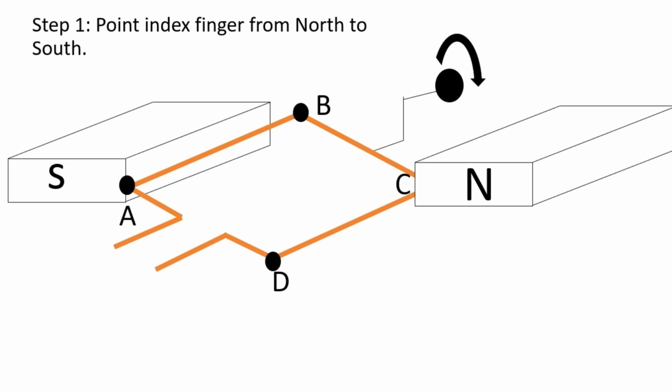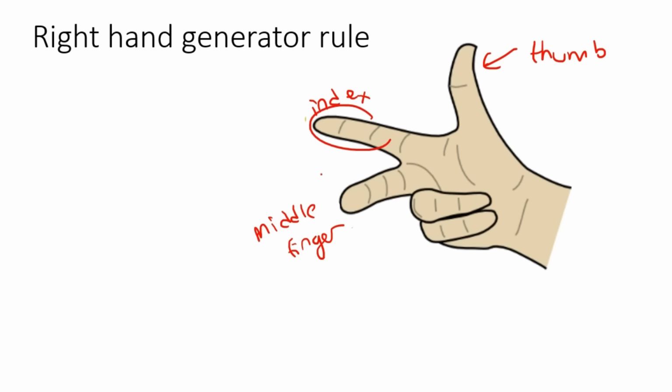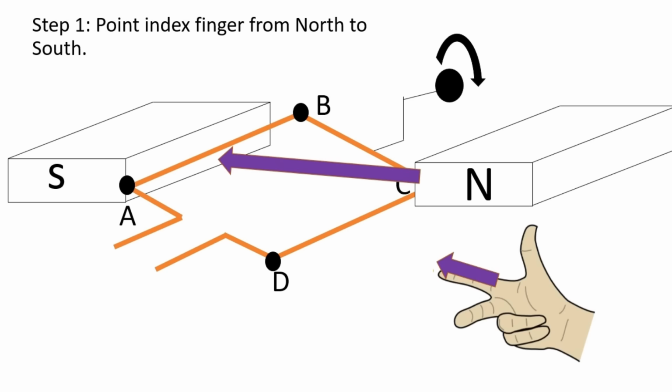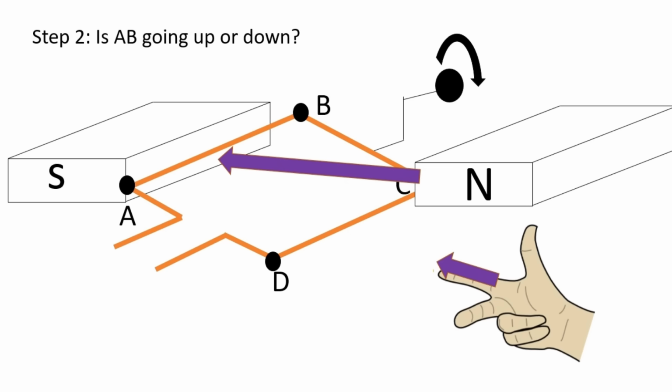Now, what you do is the following. Step one, you're going to point your index finger. Remember, your index finger is this one over here. You're going to point that from north to south. Okay, so north to south. You're going to point it so your finger would look like that. Okay, step two. You always need to know which part of the branch you are looking at. You're either going to be looking at this one, or you're going to be looking at this one, okay? Now, for this example, I would like you to look at AB.